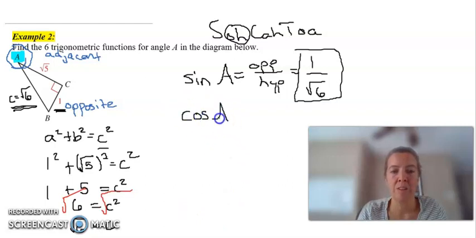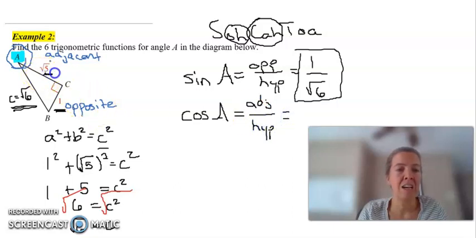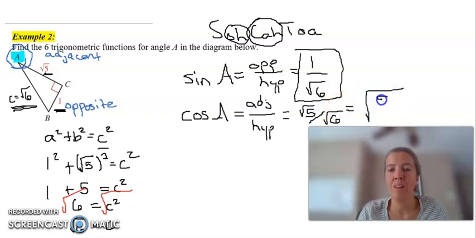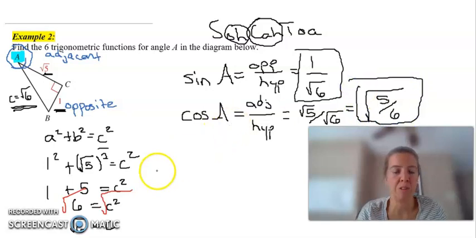Cosine of A, so that's the AH part here, that's adjacent over hypotenuse. So that's the length of the adjacent side, which is square root of 5, over the length of the hypotenuse, which is square root of 6. And yeah, I guess I would prefer to write that all under one radical, but if you want to leave it as square root of 5 over square root of 6, that's fine with me too. I'm really not picky about that, especially at this point.